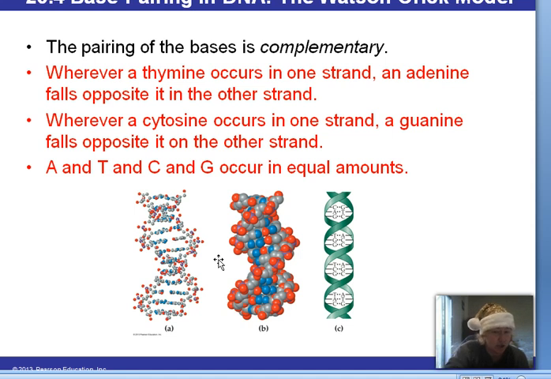And it causes this twisting. It really does cause this twisted shape right here because you get A's and T's and C's and G's.